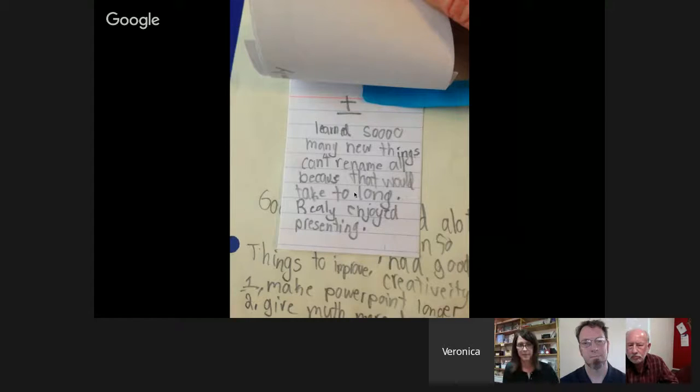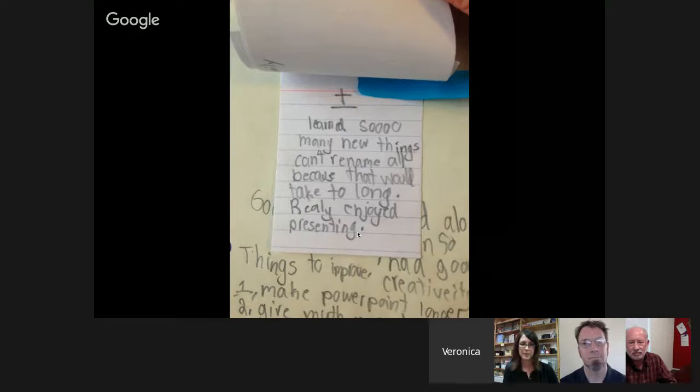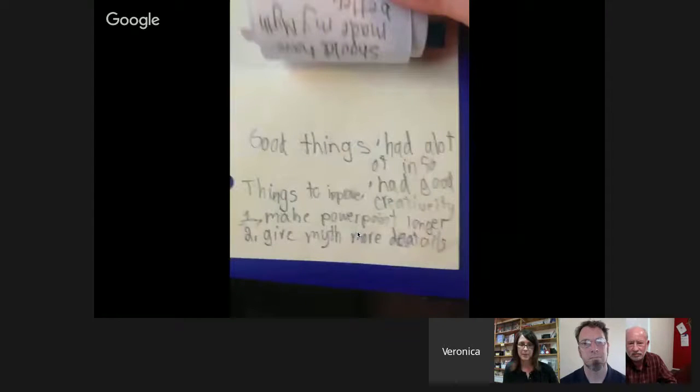So you can see they learned so many new things, I can't name them all because that would take too long, but they really enjoyed presenting. So there's also that self piece. It's not just receiving feedback and giving feedback, but also really being metacognitive, thinking about the learning that happened. So as a whole, they get to reflect along with their peers' feedback.